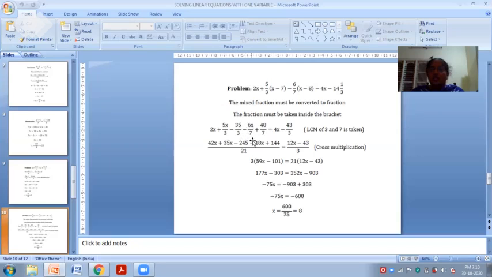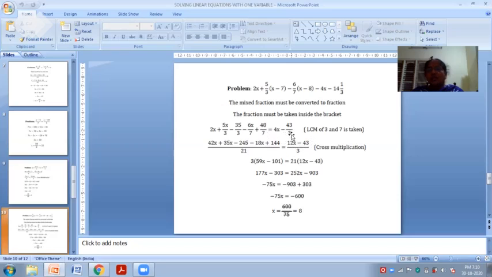See here, minus 6 and the denominator 7. 21 divided by 7, how many times does it go? 3 times. 3 into 6, 18. Next, 7 divided into 21, how many times? 3 times. Therefore, 48 into 3, 144. This is the LHS side. Similarly, come to this side.